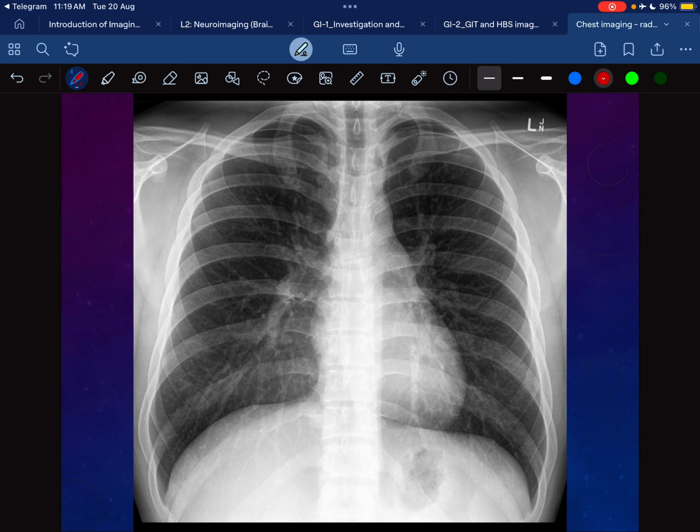What is this called? Trachea. And what's this here? Stripe.